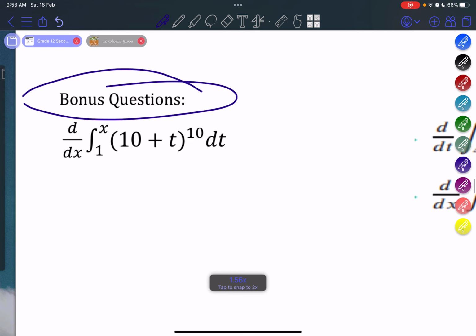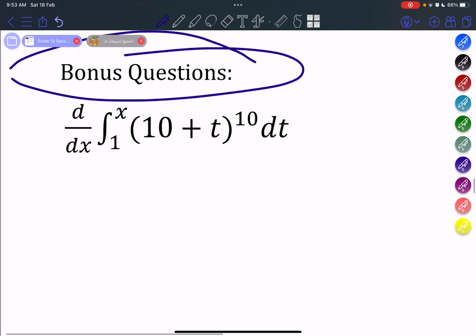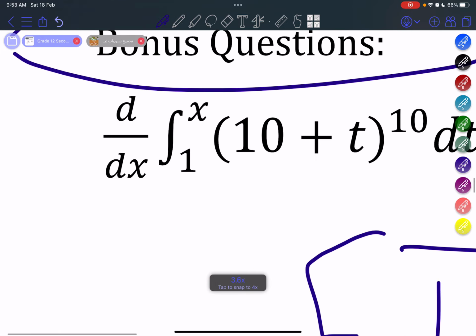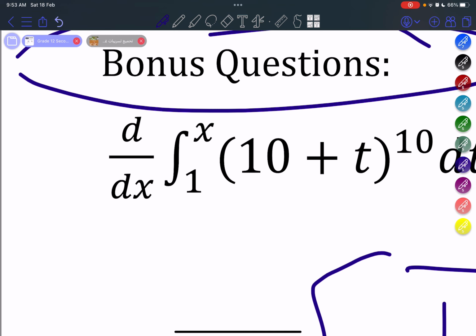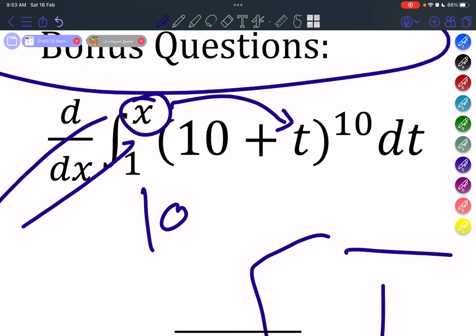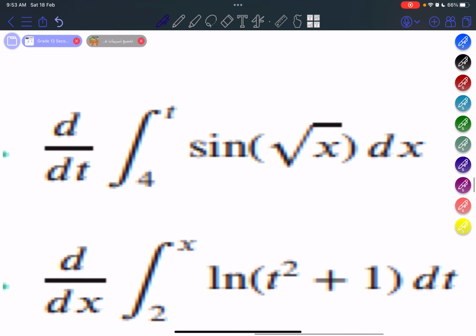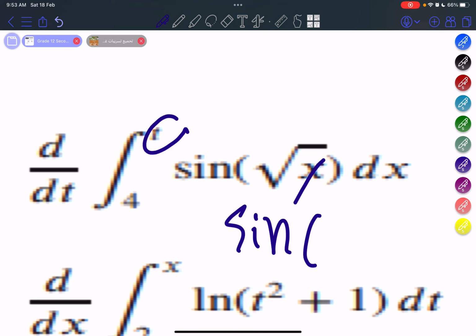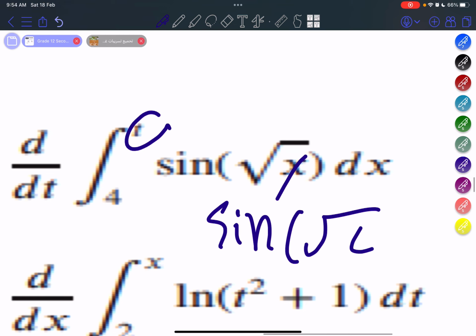Let's actually solve the bonus question. It's very simple. As we said, this is the fundamental theorem of calculus part 2. If we have a derivative and integral, we'll delete and you'll put x beside the t. So 10 plus x. This is our answer. Here, remove x and put t. So sine the under root of t.